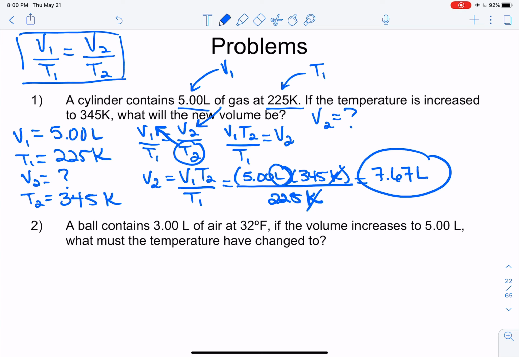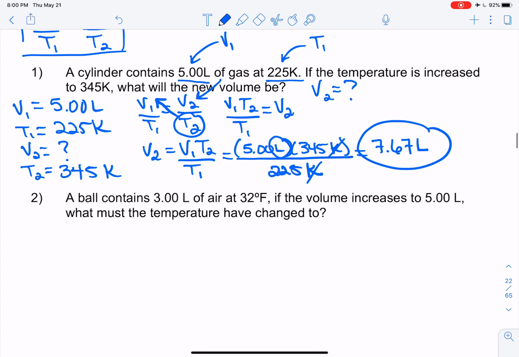So is that going to be a decrease? Is it going to be getting colder? Or is it going to be an increase? Is it going to be getting hotter? It's going to be getting hotter, because when the temperature goes up, the volume also goes up. So if it went up to 5 liters, it must be getting hotter.